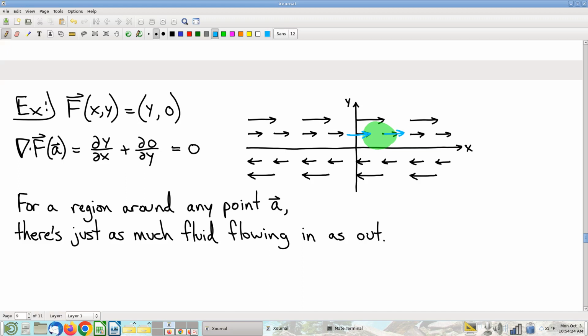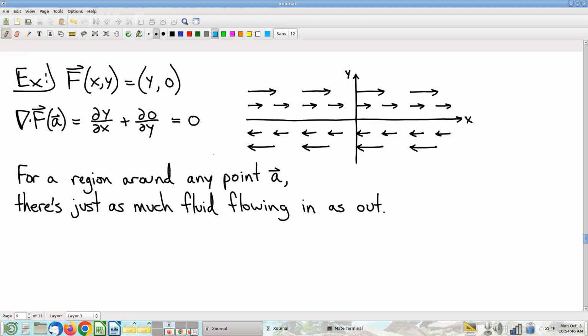So in the net, the fluid's not really flowing out in net. It's flowing just as much in. So it's just kind of a push, right? Kind of a wash. So again, consistent with divergence being 0. Okay. Alrighty.